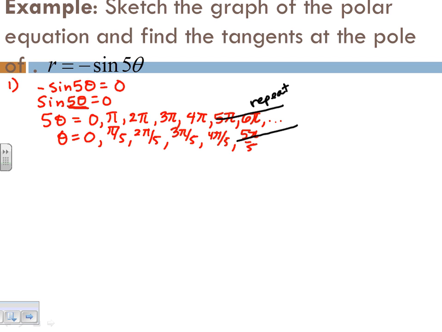So these right here are my possible tangents at the pole. If anything, I still always want to get them sketched even if they're not tangents at the pole. I know that's weird. Okay. So now let's go find r prime.